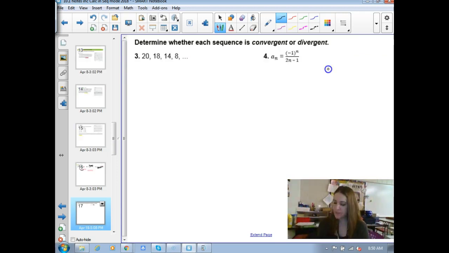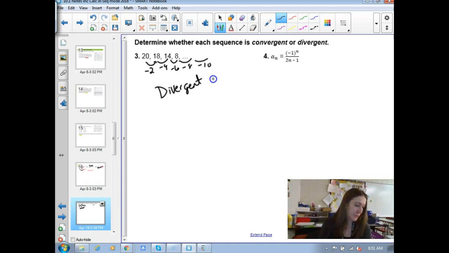Anywho, this one, first you have to figure out the pattern and see what they're trying to have you do. So it looks to me like here we subtracted 2, and here we subtracted 4. So here we must be subtracting 6. Then we're going to subtract 8 and subtract 10. It's just going to keep going down, down, down, more to negative infinity. So it's not going to approach any sort of limit. So this is divergent.